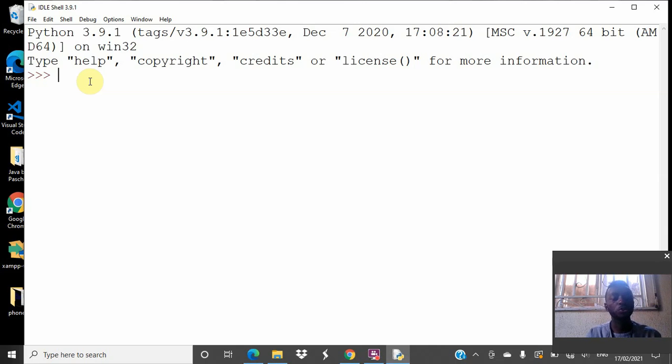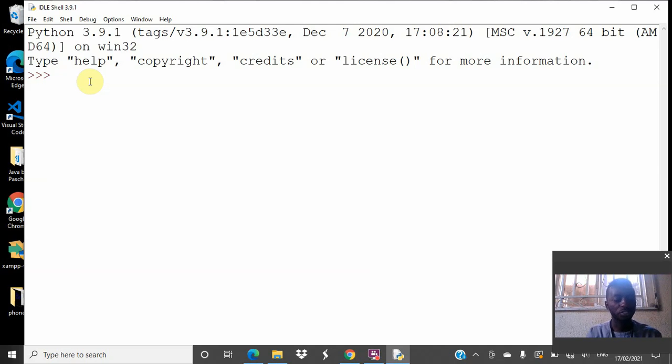So it is necessary to know the right operators to be used because although most of these operators are similar in other programming languages, there are little differences. So it's good for us to know the one that is peculiar to the language we are learning, which is Python. So without wasting much time, let us see how addition is done in Python.